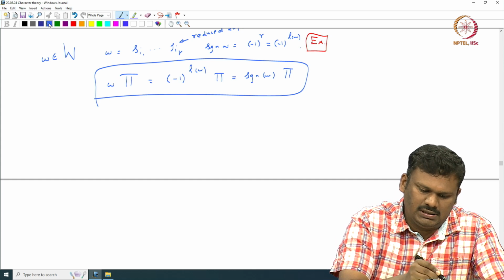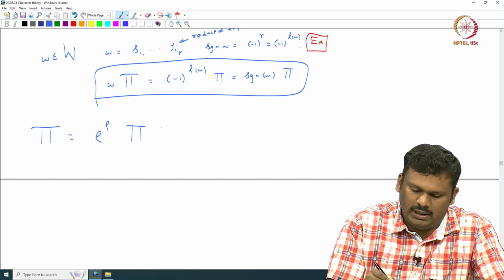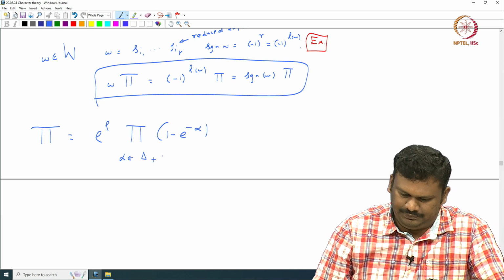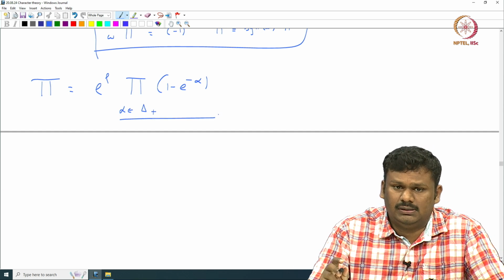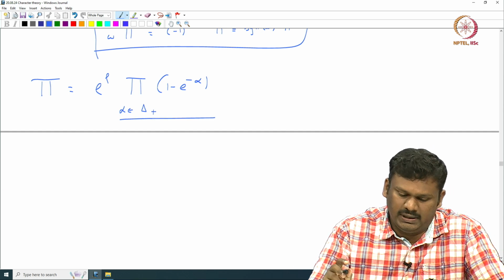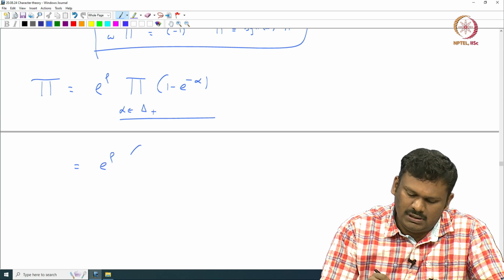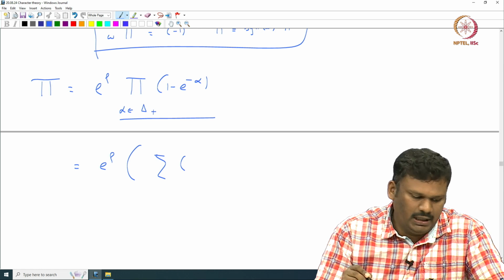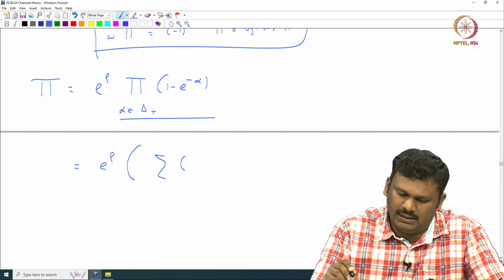So, now let us straight away look at pi. So, pi is nothing but e power rho times product 1 minus e power minus alpha, alpha in delta plus. Because this is just a product over delta plus of 1 minus e power minus alpha, if you think about it, this is just e power rho times summation. So, you run it over all possible e power minus summation alpha, alpha in omega.